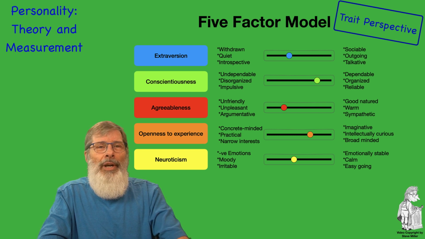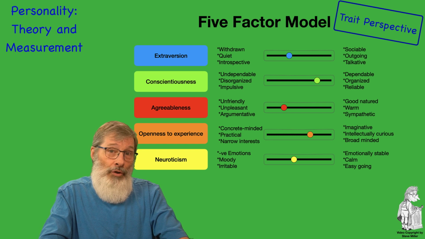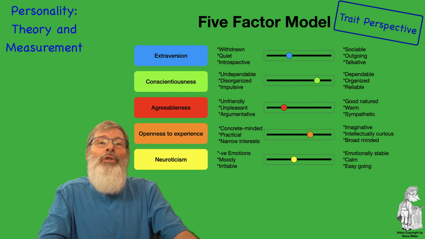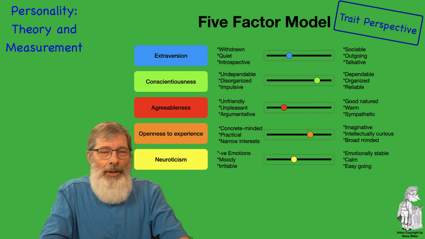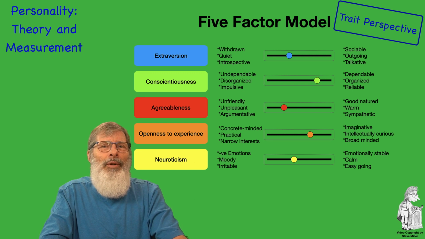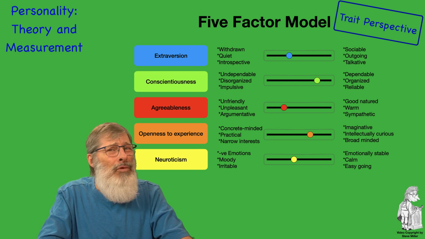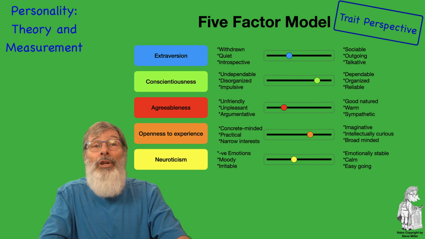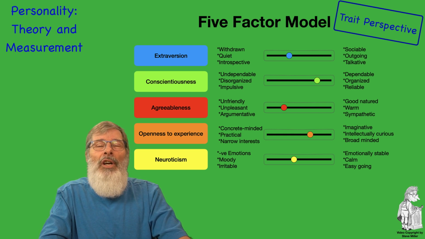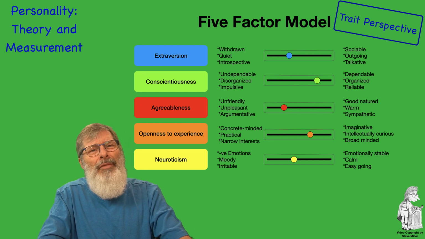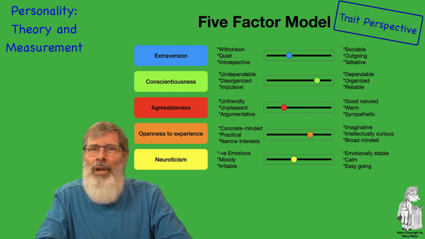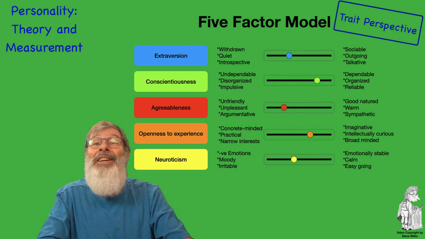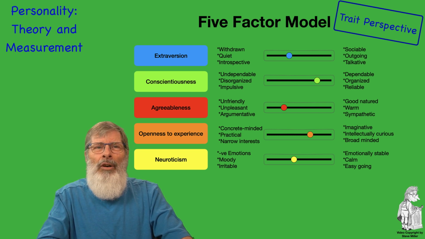Then the fifth trait is neuroticism, which is emotional stability versus instability. With instability, people experience negative emotions; they're moody, irritable, nervous, and they worry quite a bit. Whereas the more emotionally stable are calm, even-tempered, easygoing, and relaxed. Now, these factors are related to basic temperaments, which are largely inborn.